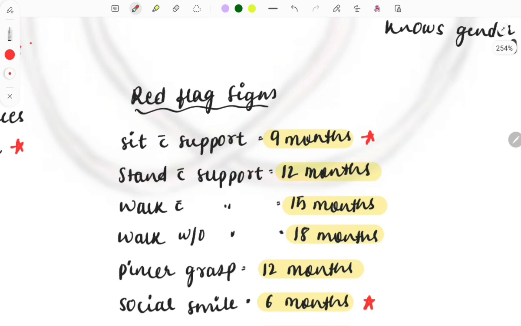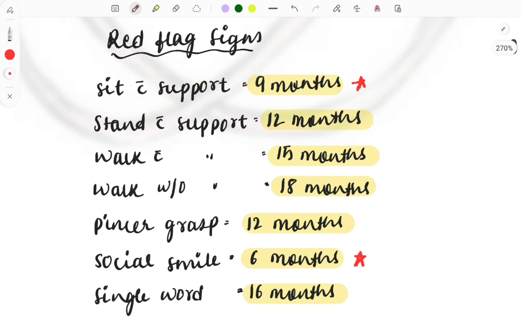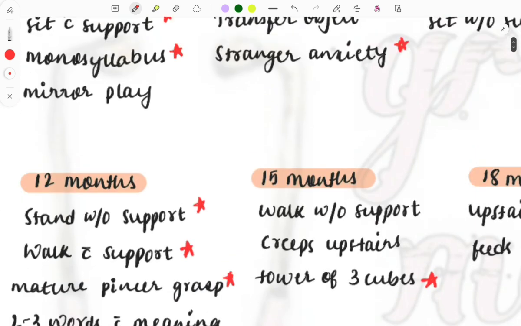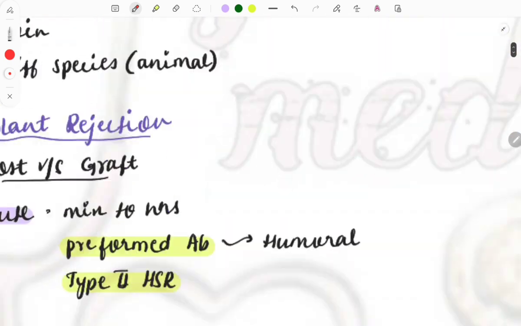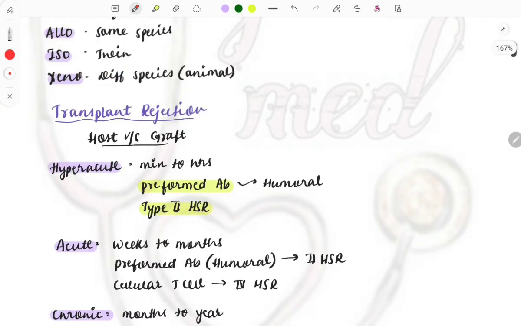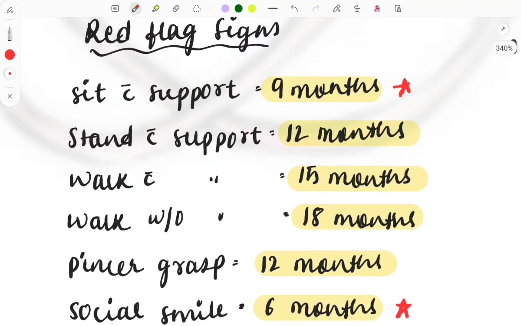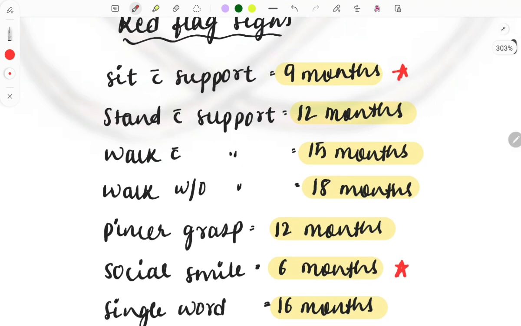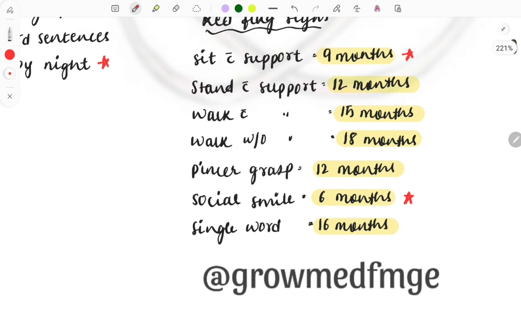And these are considered as some red flag signs, that if these do not occur even at the particular age group, then that will be called the red flag. Like sit with support तो आना चाहिए 6 months में ना, sit with support 6 months, but it is considered a red flag if it does not come till 9 months. अगर 9 month पे भी नहीं आ रहा, then it is called the red flag sign. Okay, so ये सारी चीज़ें भी you need to remember these things.